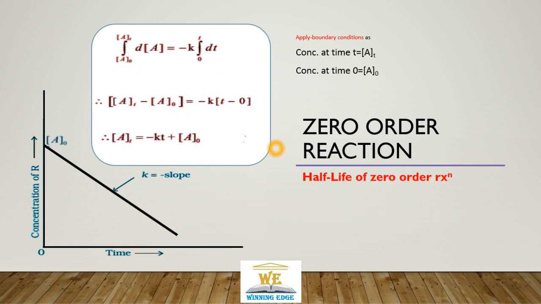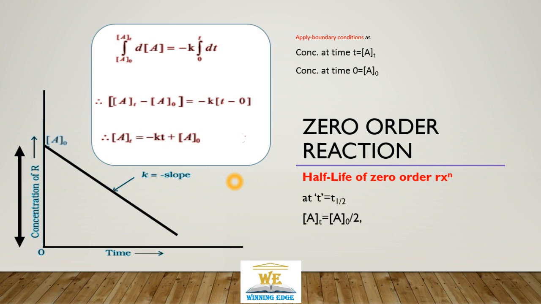If you see, at time t0, this will be 0 and concentration will be equal to A0. So the intercept of the plot gives us the initial concentration, and the slope gives us the reaction rate constant. Zero order reaction rate constant will be K.